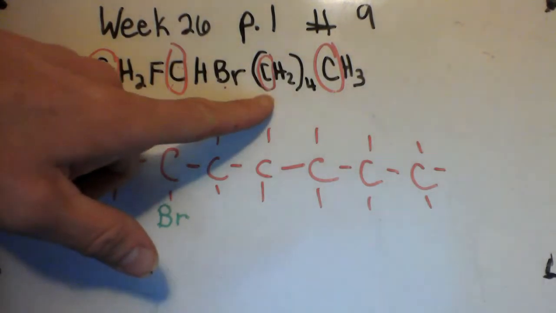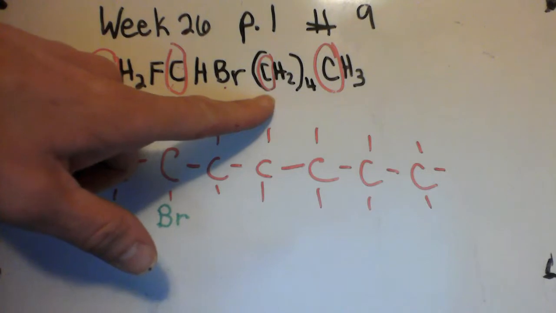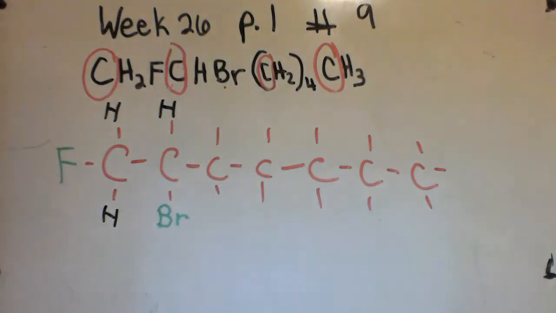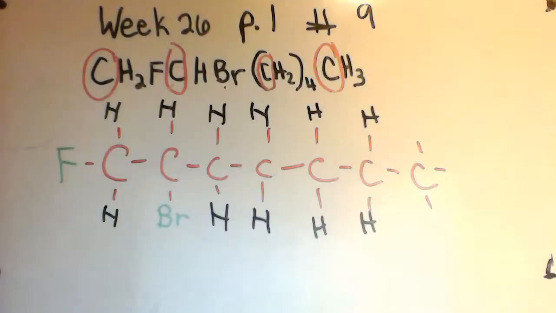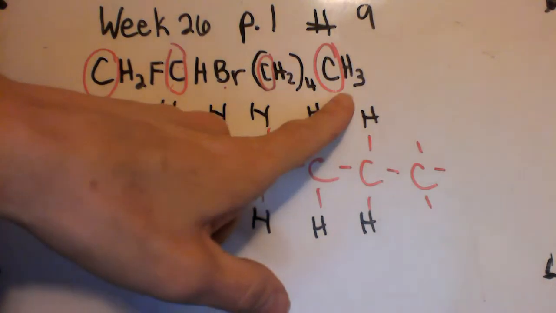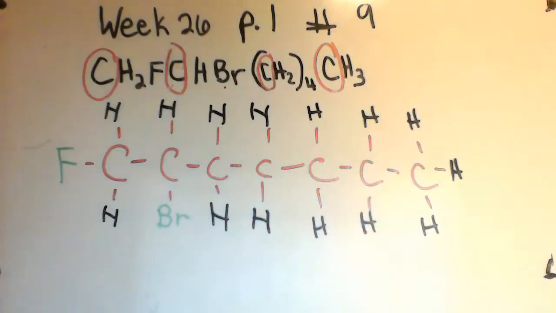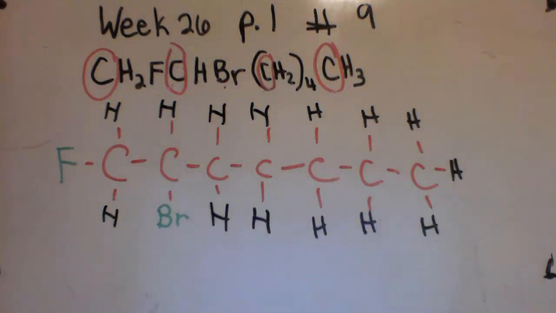The third, fourth, fifth, and sixth carbons are all the same. They all have 2 hydrogens and a carbon on either side. And now the last carbon has 3 hydrogens around it, plus the bond to the carbon before it. So there we have the structural formula of this particular halocarbon. Now we need to name it.